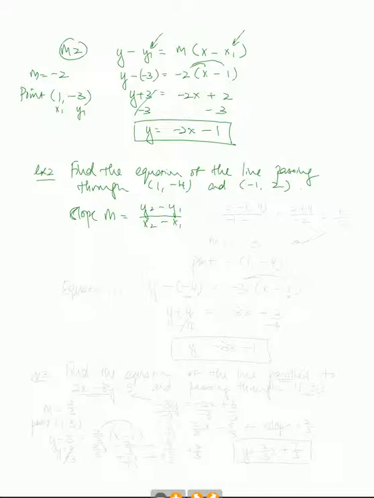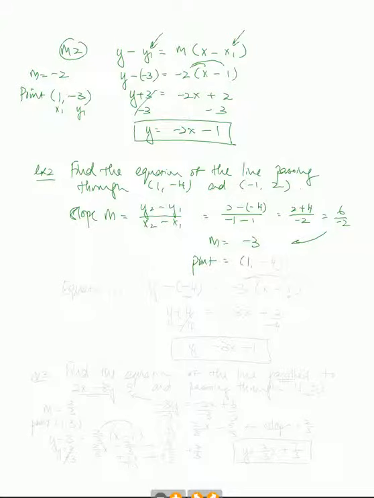And what that comes up to be is 2 minus negative 4 over negative 1 minus 1, which is 2 plus 4 over minus 2. 6 over negative 2 tells you the slope is negative 3. Okay, so we have the slope. Now what we need is just a point. So which point you would like to use is really up to you.